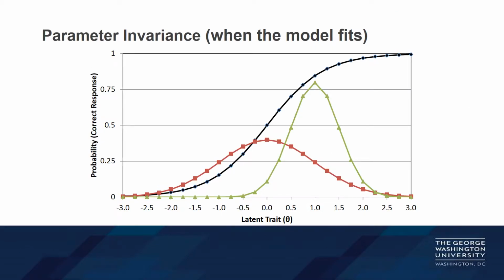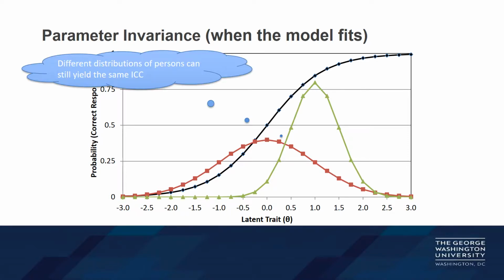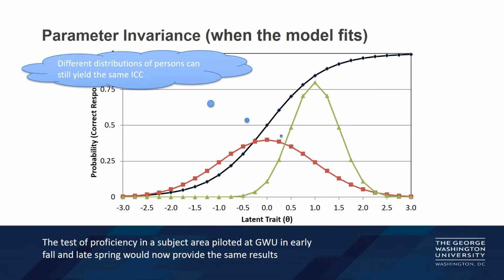So in item response theory, I've mentioned parameter invariance when the model actually holds. So it shouldn't matter which of these two distributions we use, we should still be able to get the same item characteristic curve. You can think back to our proficiency using subjects that are piloted at GW in early and late spring. If item response theory truly holds, we would still be able to get the same item characteristic curve regardless of time period that we use that item on.